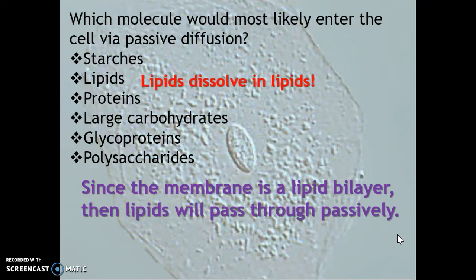Which molecule would most likely enter the cell by passive diffusion? There's your answer. It's basically lipids, because you've got a bilipid, phospholipid membrane, and water doesn't pass easily through lipids. Now, you've got some pores that let water through, but the starches are too big, proteins are too big, carbohydrates are too big, the big ones. Glycoproteins and polysaccharides are way too big. But lipids will transfer through.